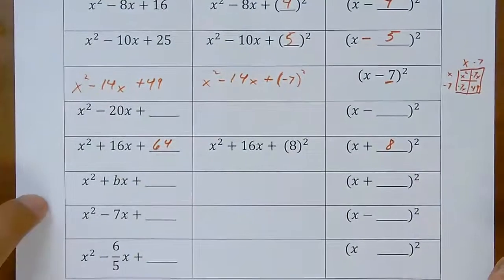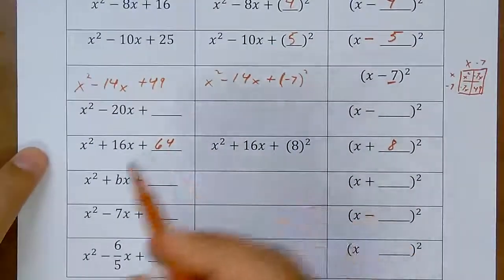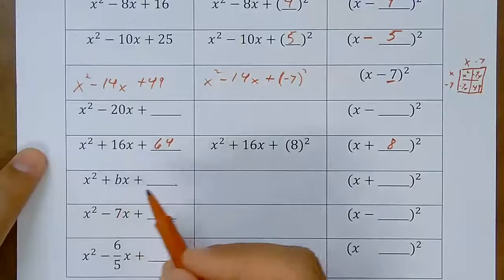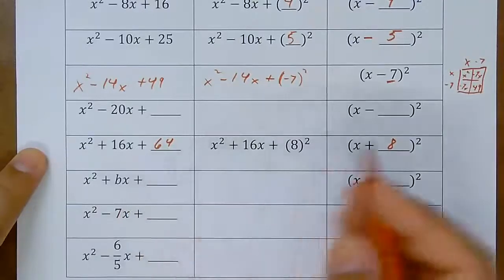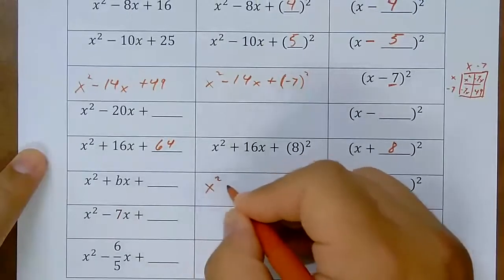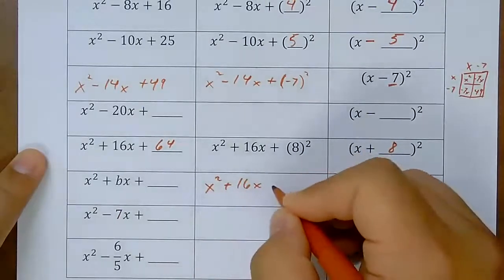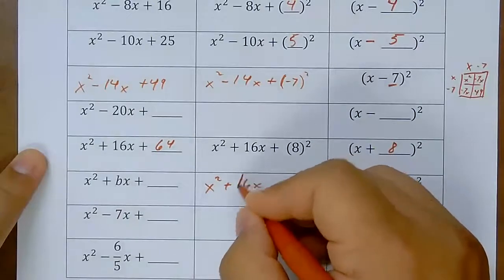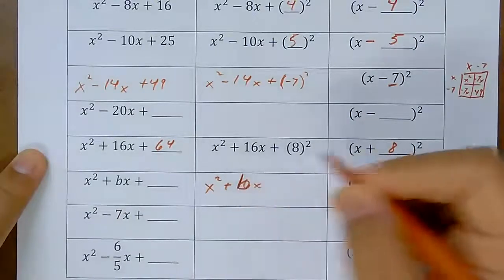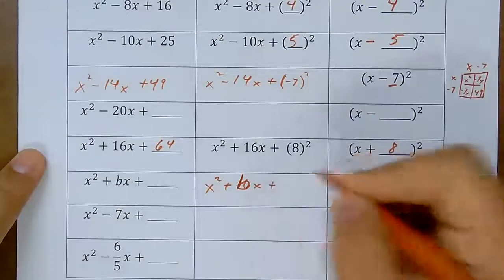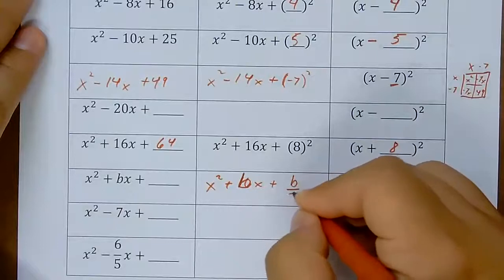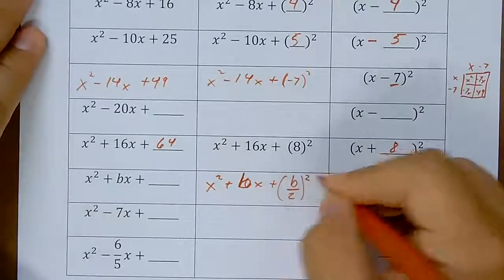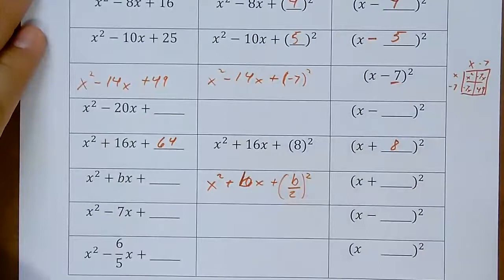So I'm going to show you the secret to help us figure out all these blanks. We have x squared plus bx plus blank. Well, how do we know what goes here? Let's start off with this middle one, x squared plus bx plus, and this is the tricky part. This is going to be b over 2 squared. Okay, b over 2 squared.